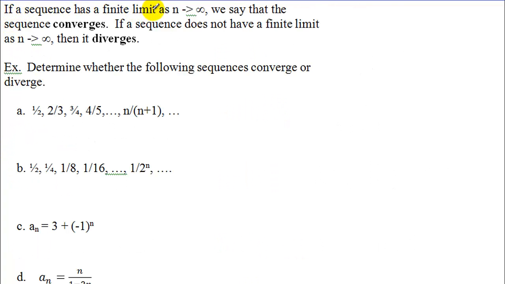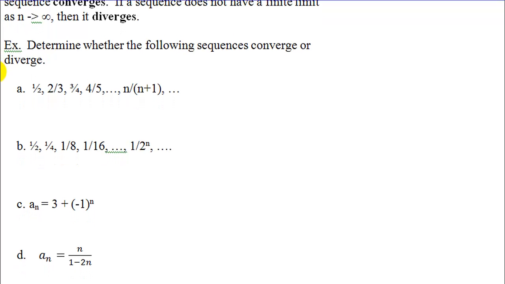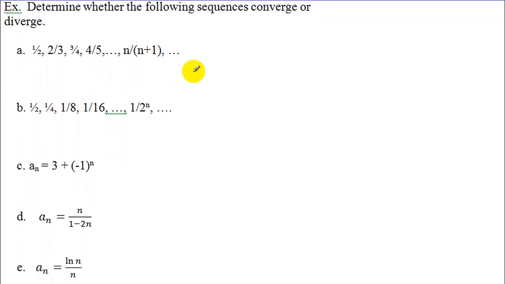If a sequence has a finite limit as n approaches infinity, we say that the sequence converges. If a sequence does not have a finite limit as n approaches infinity, then it diverges. Determine whether the following sequences converge or diverge.